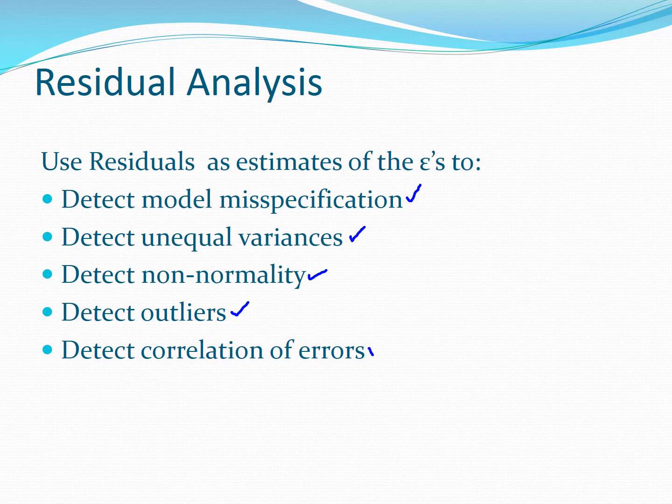And then detecting correlation of errors. This gets us into a topic called time series, which is kind of an ugly can of worms to open, so I will not be opening that this summer. But with the correlation of errors, we have an assumption of independent errors. I'll mention it briefly, but it's not going to be a big deal for what we're doing on our regression project.